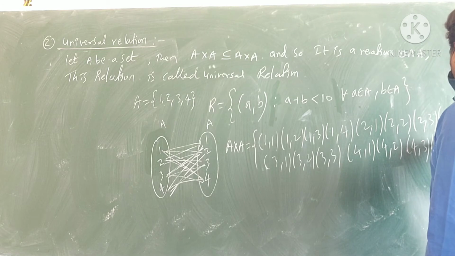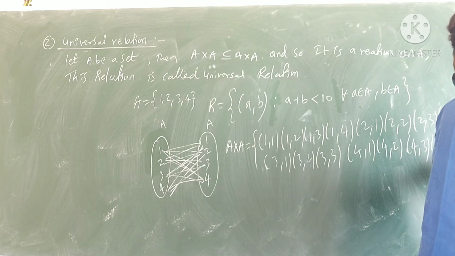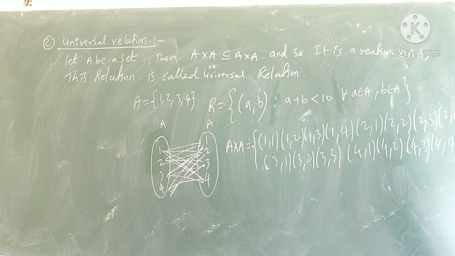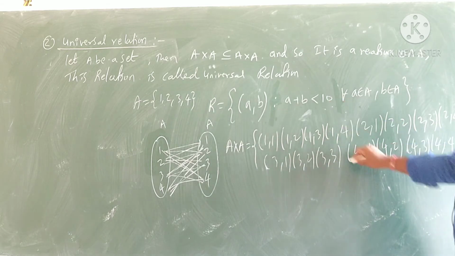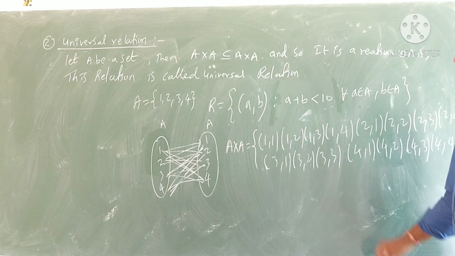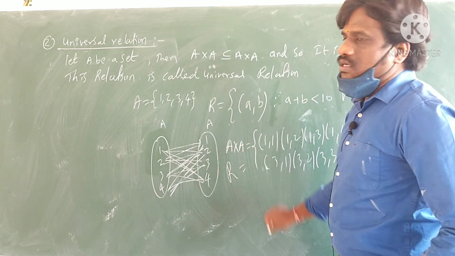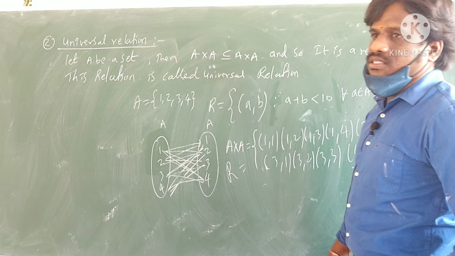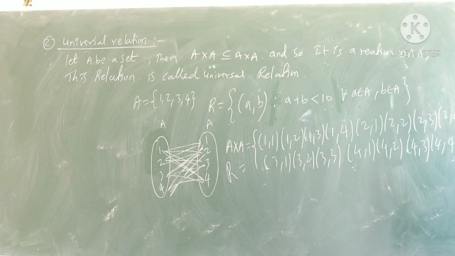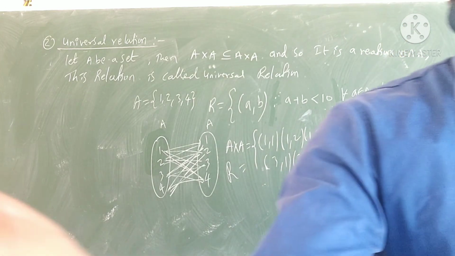If you see all this, the addition of these ordered pairs is less than 10. It means this rule is followed by all of A cross A. So I am getting the relation, and this relation is nothing but A cross A that I got. So this is called the universal relation. Understood? Okay.